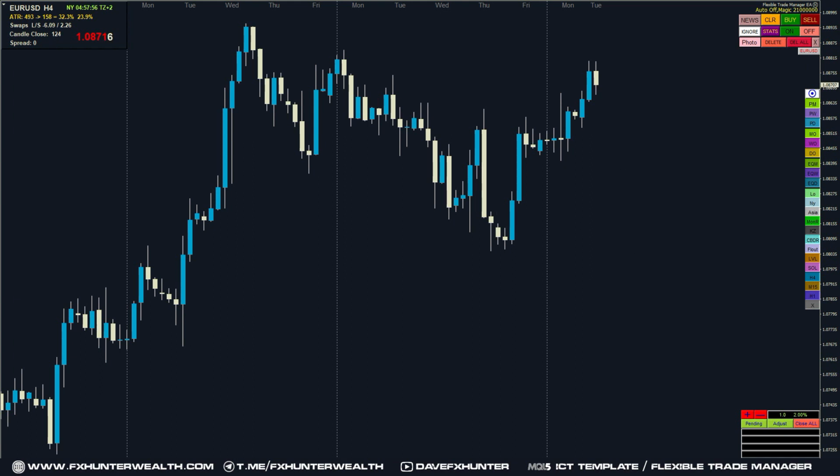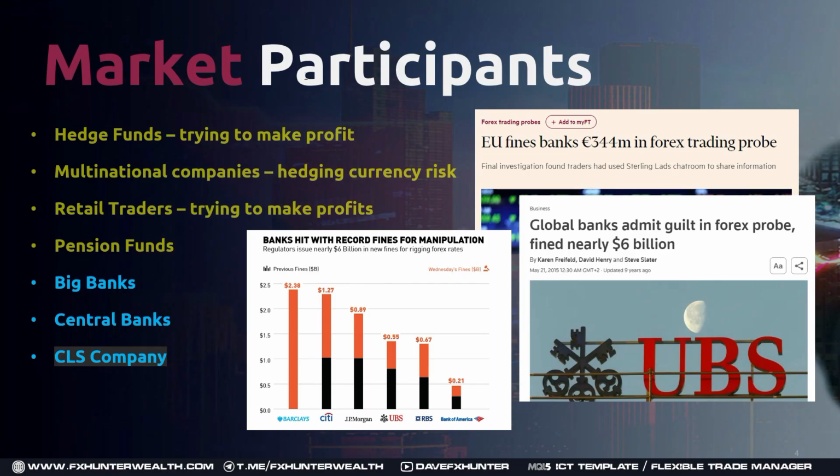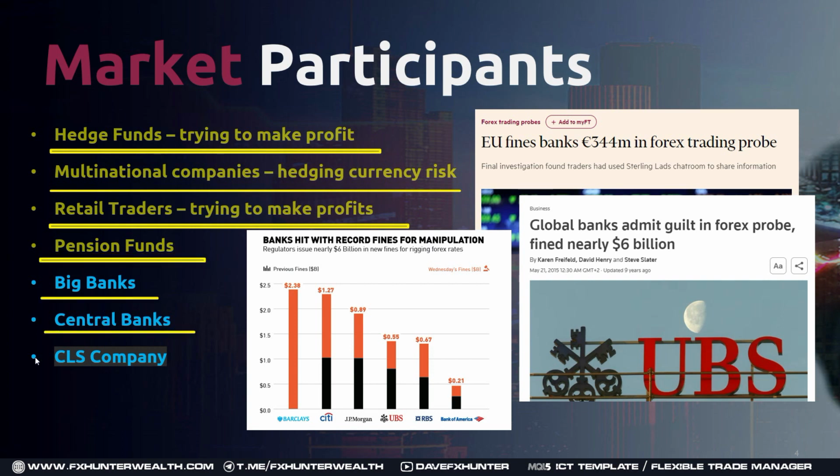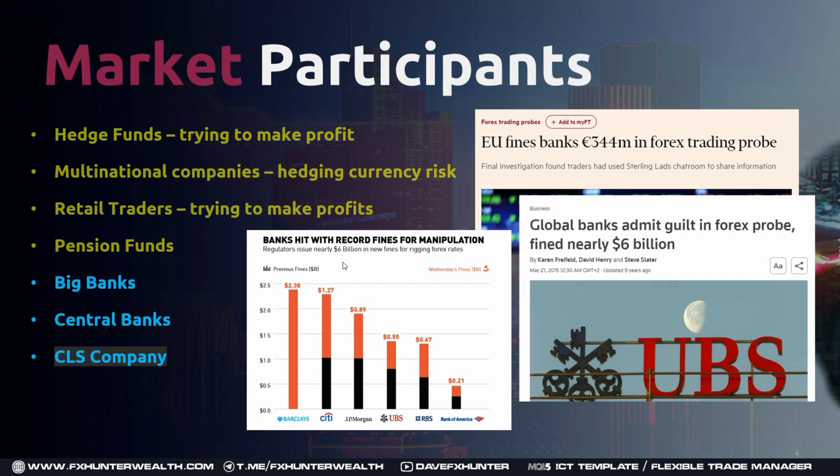So first of all, let's start with the market participants, to explain the CLS Algo, right? We all know there are many participants, like hedge funds, which are trying to make profits, right? Multinational companies which are hedging the currencies, right? Retail traders, which is us, we are trying to make profits also, right? But also there are the big ones, the pension funds, right? The big banks, central banks, and also the CLS company. I'm not sure if you ever heard about them, but just to explain, I will give you a link below this video so you can watch their website, right?